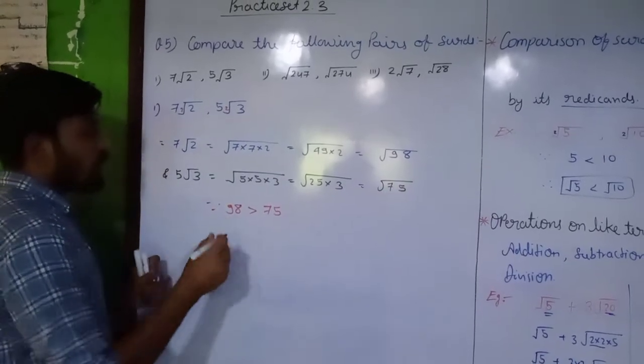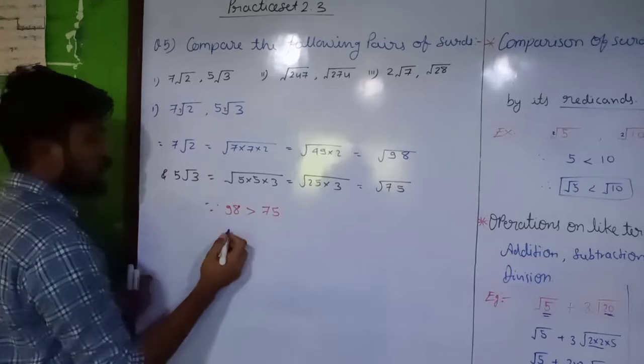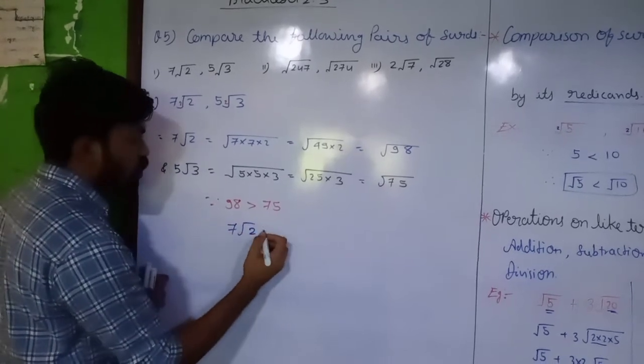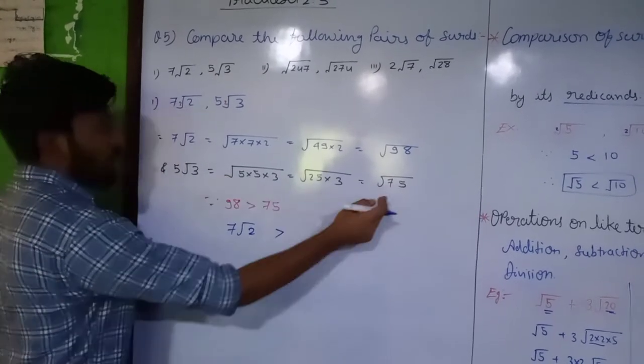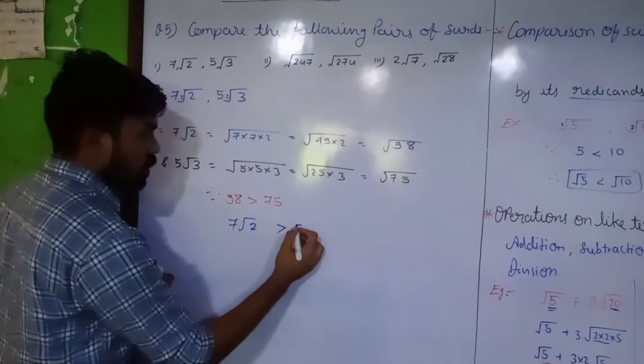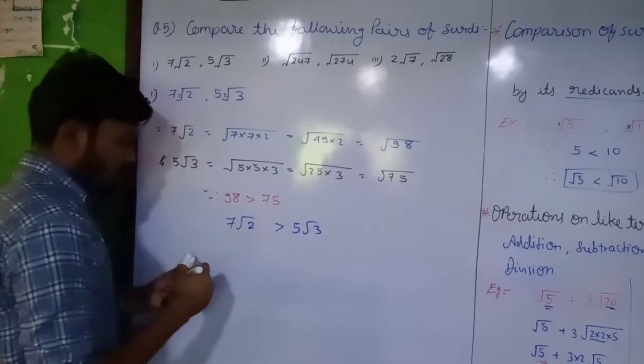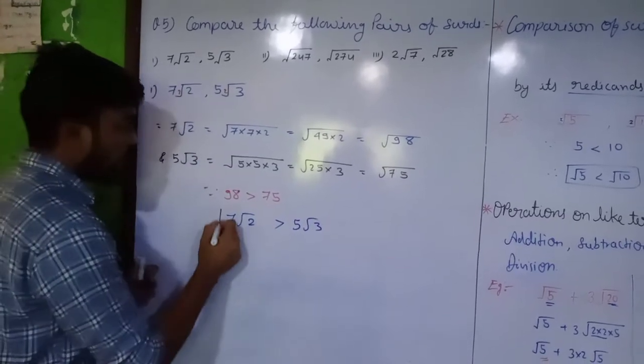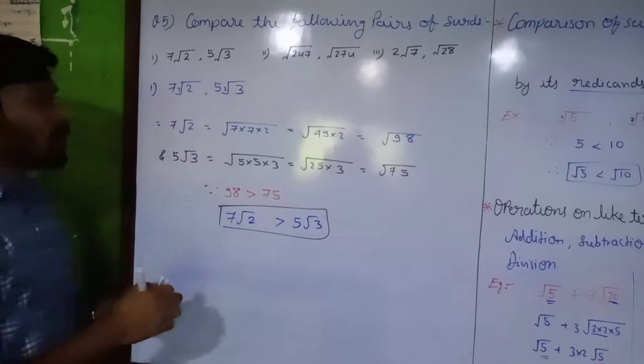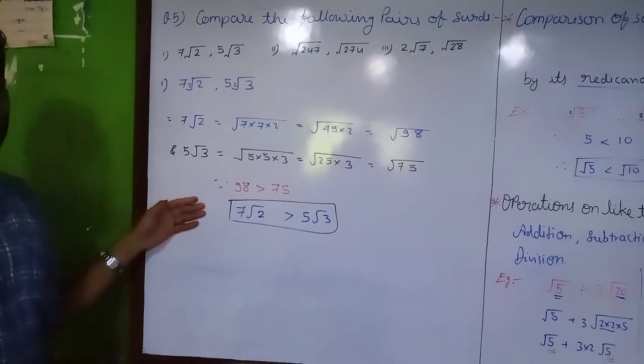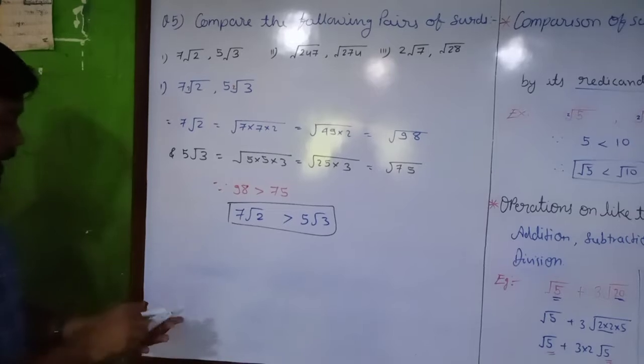So therefore at the place of 98 we have to write 7 root 2 is greater than, at the place of 75 we have to write 5 root 3. This way we can calculate our answer and do the comparison of these two. Let's see the next sum.